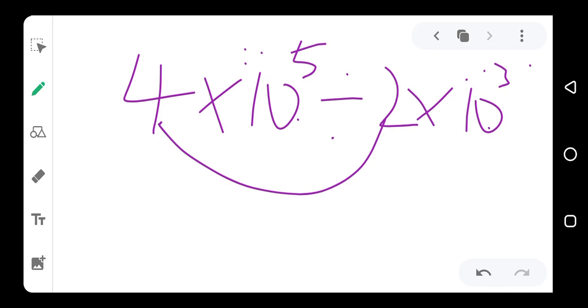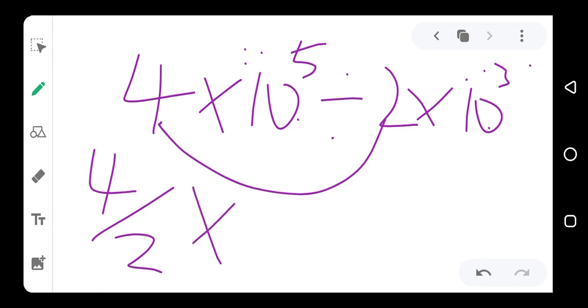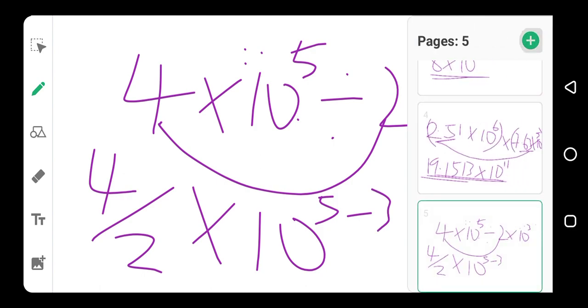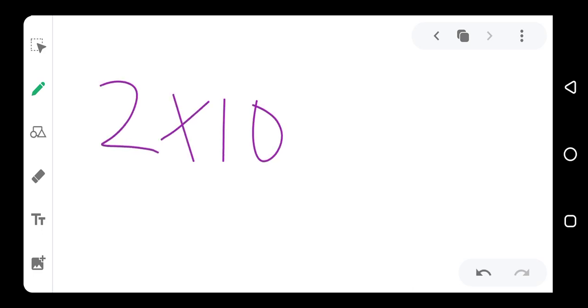Remember, in multiplication, we are adding the powers. But in division, we are subtracting the powers. So for this one, we are going to have 4 divided by 2, then times, we take one of the 10s, 10 raised to power 5 minus 3. Now that is going to give us 4 divided by 2 is 2 times 10 raised to power 5 minus 3, which is 2. So this is the answer.